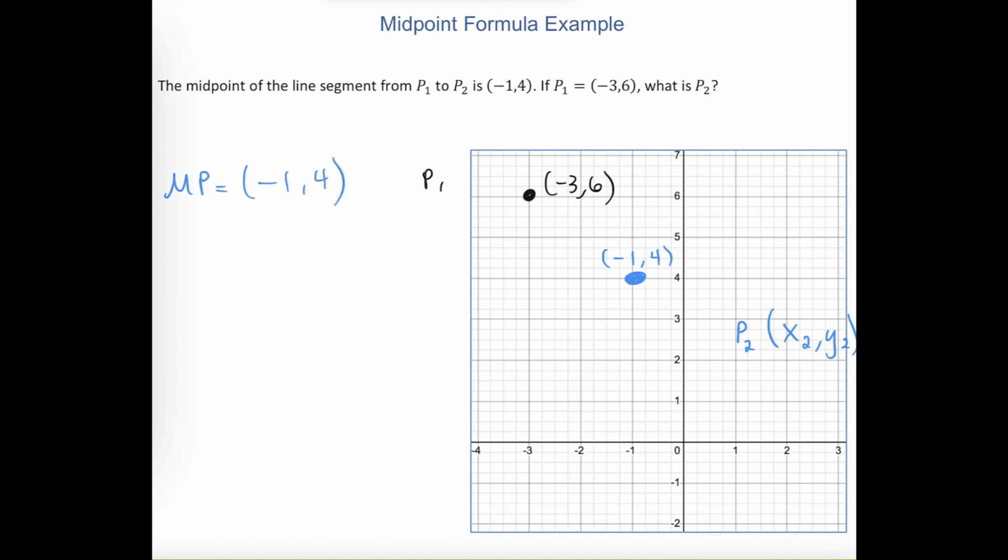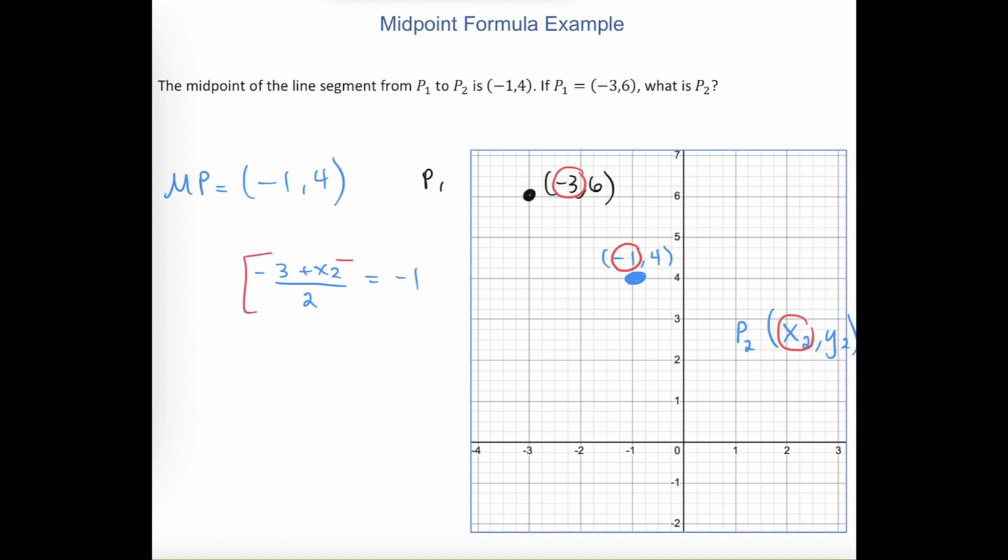We also know that in order to find the midpoint, we need to average the x values of the two endpoints. So the average of these two x values is going to be equal to negative 1. Let's say x with a bar over the top, which means average, equals negative 3 plus this unknown x, divided by 2. That gives me the x coordinate of the midpoint, so my average x value is negative 1. We can then use this as an equation and solve for x2.